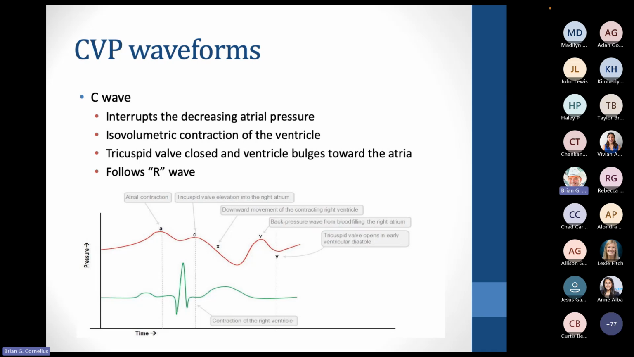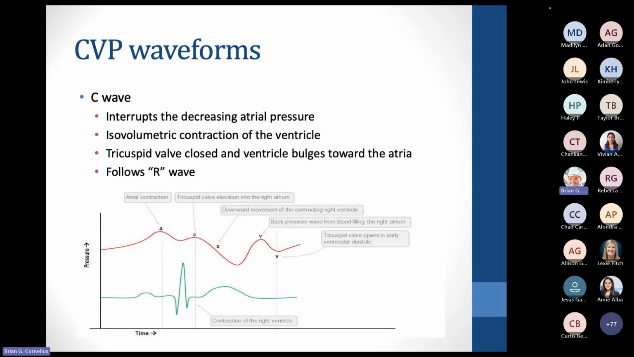The C wave is kind of like the ending of the atrial involvement. So you have this drop in the atrial pressure, and then the ventricle starts to contract. When that ventricle contracts, you're going to see the tricuspid valve elevate up into the right atrium. And that's really where you're seeing that change in pressure. Because remember, your CVP catheter is sitting right there above the right atrium. So you're seeing an indirect evaluation of what's going on in the ventricle.